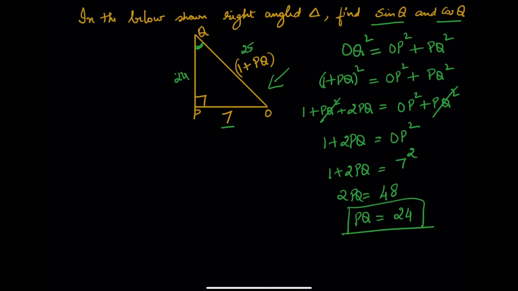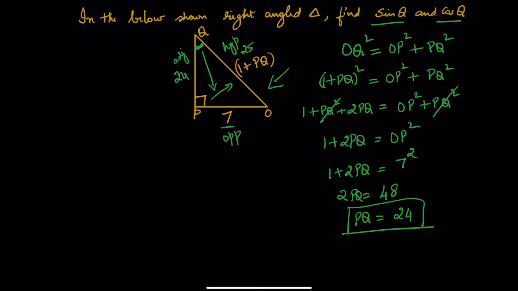Now we know the three sides of the triangle. They are 24, 25 and 7. Now the important thing to notice here is the question is to find sine Q and cos Q. So we are going to stand here, and when we stand here, the opposite side here is OP. So this will be your opposite side. This is your hypotenuse, which is opposite to the right angle, and this will be your adjacent side, which is PQ. So that is one important thing to notice here.